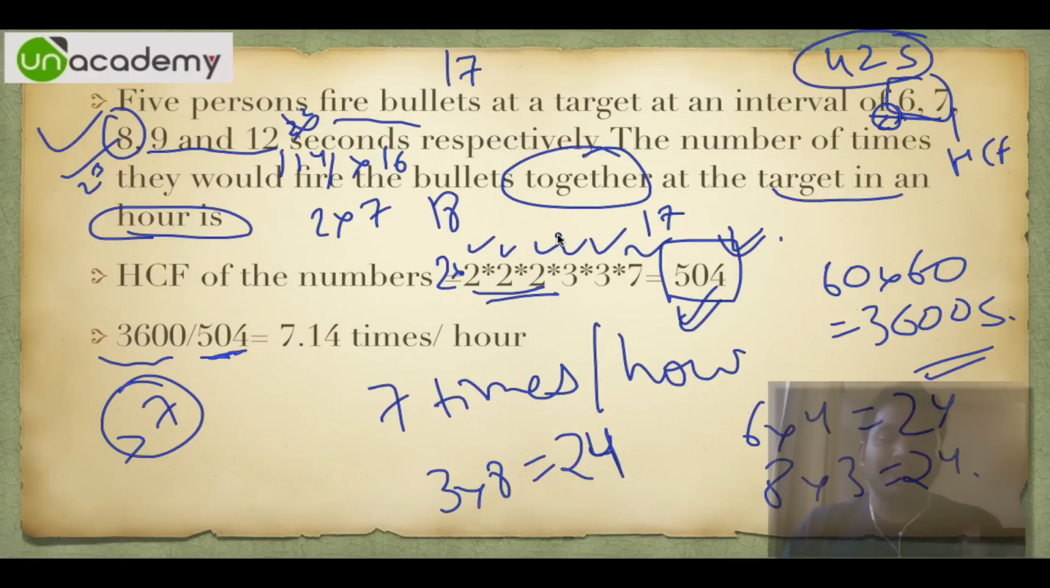So it can be: when the bell will ring, there are 3 bells, they are ringing at intervals of 5, 6 and 7 seconds. When will they ring together, or how many times will they ring in a minute? So this is how you approach these HCF questions.